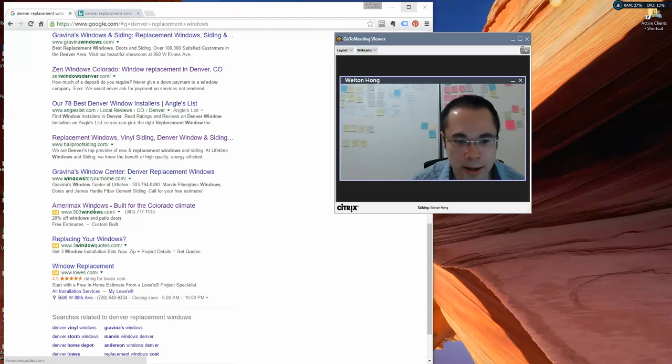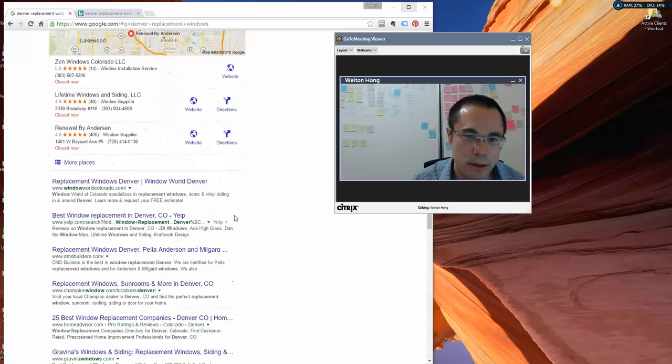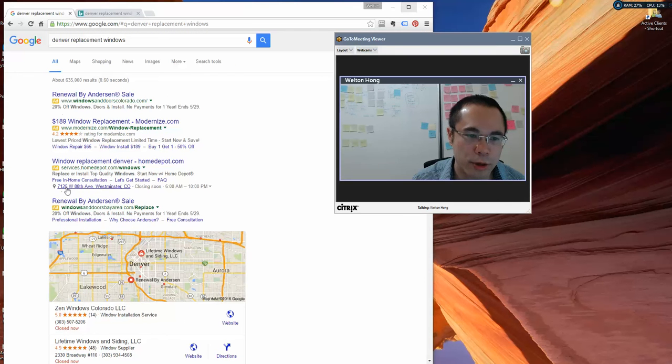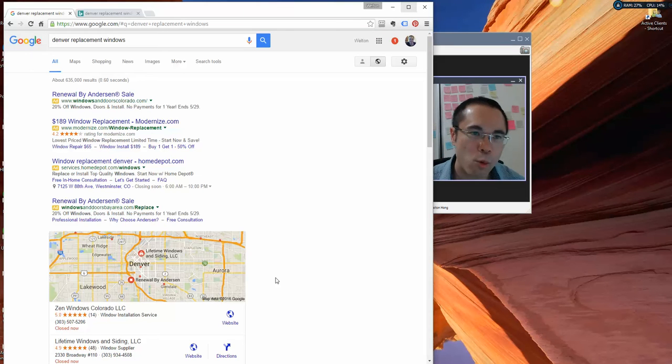So if you're on the 5th or 6th or 7th spot, very few people will click on this. With this change, you've got to bid on the top 4 spots now, or else not too many people will see your ads. So let's talk about why Google made this change.